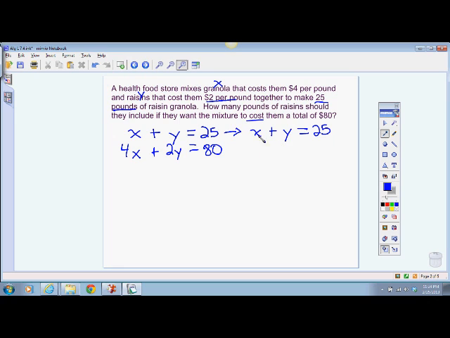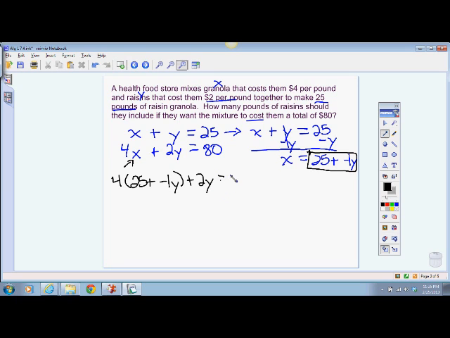In this case, I'm just going to solve for x, and I'm going to do that by subtracting y from each side. I'm going to get that x equals 25 minus y, or 25 plus a -1y, however you'd like to write it. But now that we've solved for our x, and it was pretty easy to do, we can substitute this in for x right here. So I can go 4 times, instead of saying x, we can say 25 plus a -1y, plus 2 times y equals 80.